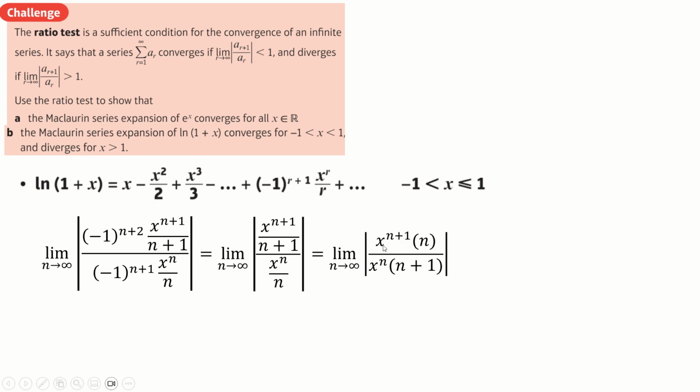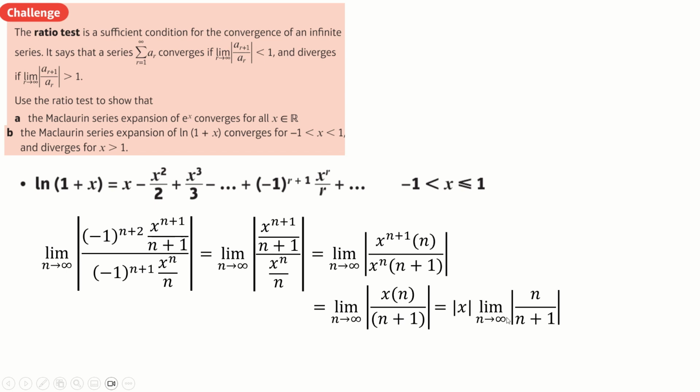The x's can cancel a little bit. You get this, and now again, it doesn't matter what size you make x is. N over n plus 1 is just going to limit to 1. Actually, x doesn't depend on the limit, so you can bring it out to the front if you want to, like this, and then say, well, this just goes to 1. And so this sequence goes to whatever x is.